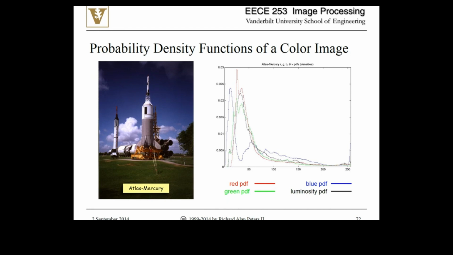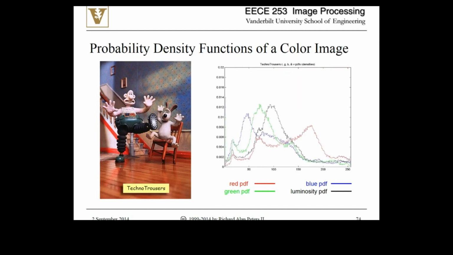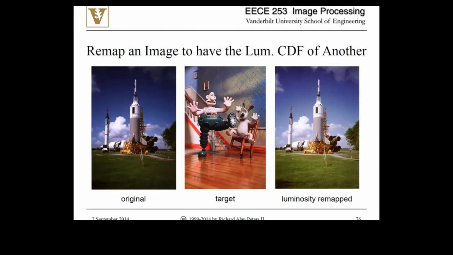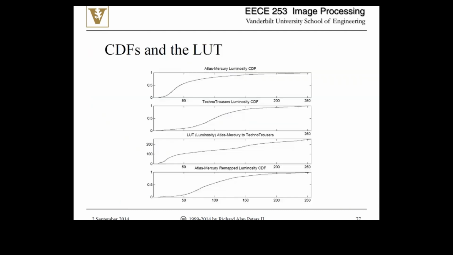Okay, this is another example. We have that color image. We have the different PDFs, the different CDFs, and then another. This is a different image with the different PDFs and CDFs, and then we remap this one to have the same kind of histogram as this one. Okay, they're not the same, so they're two different images, but somehow they have the same luminosity. Here the remapping has been done on luminosity, and it is true that they have more or less the same.